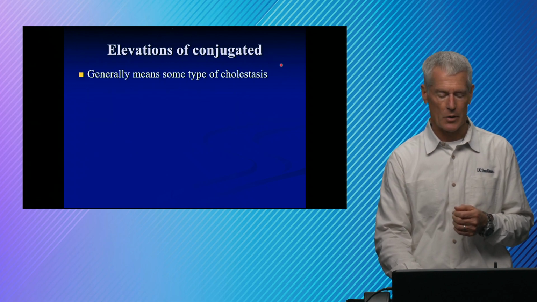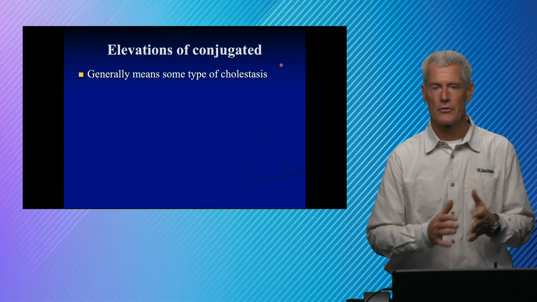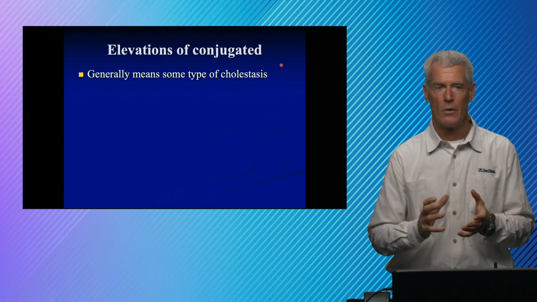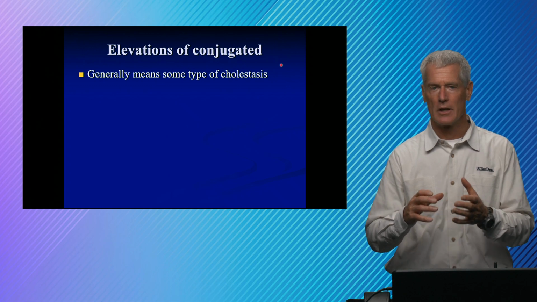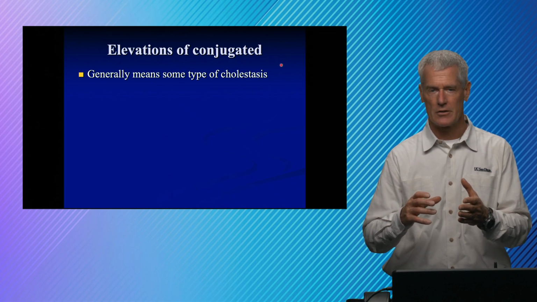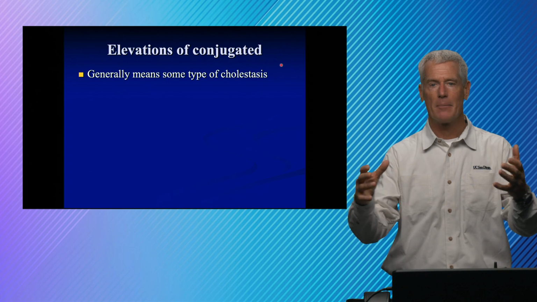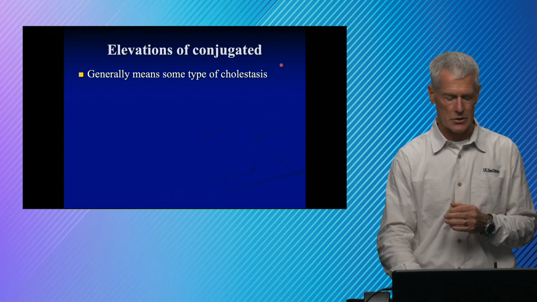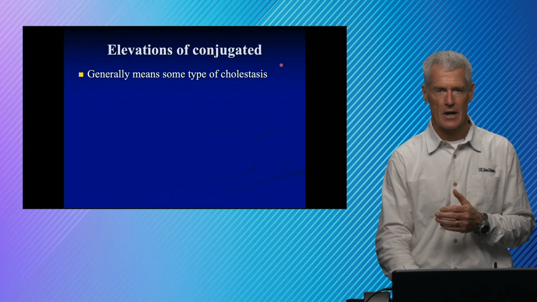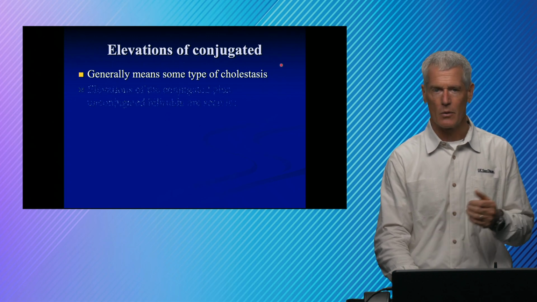Elevations of conjugated bilirubin, really it means cholestasis. So if your bile flow is blocked and your liver has already formed these conjugated bilirubins, it's going to back up into the bloodstream, and that's where we're measuring it. Elevation of conjugated bilirubin says, to me, cholestasis.